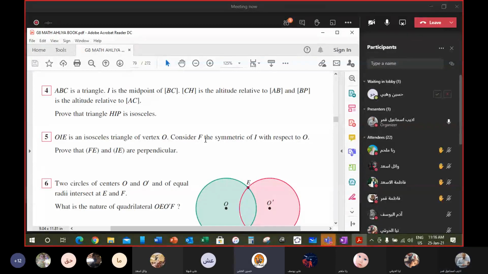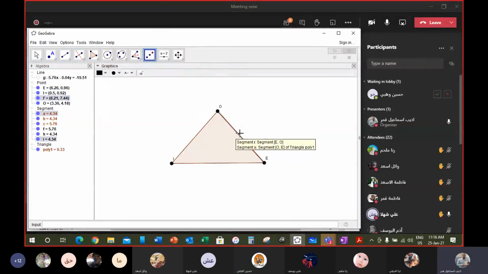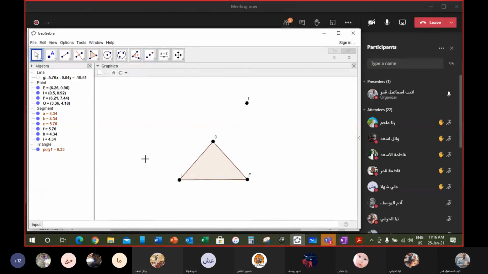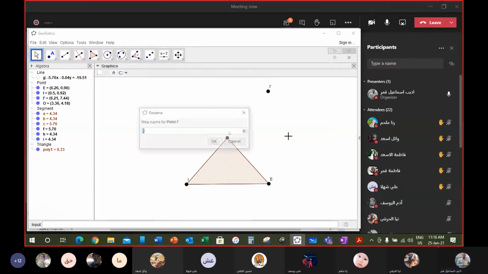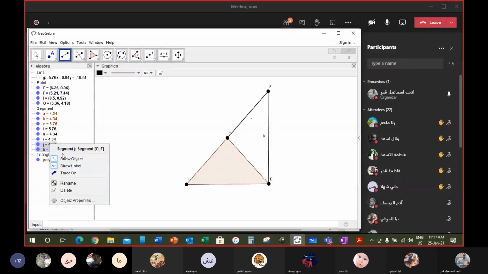Consider F the symmetric of I with respect to O. طيب wait. فإذا consider F the symmetric of I with respect to O. يعني بدي symmetry with respect to a point. أستاذ إذا isosceles رسمته. فإذا هيدي point F. Symmetric of I with respect to O. Then we join them by segments. Okay, F is the symmetric of I with respect to O.